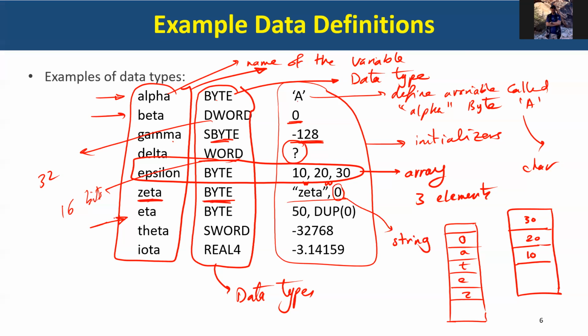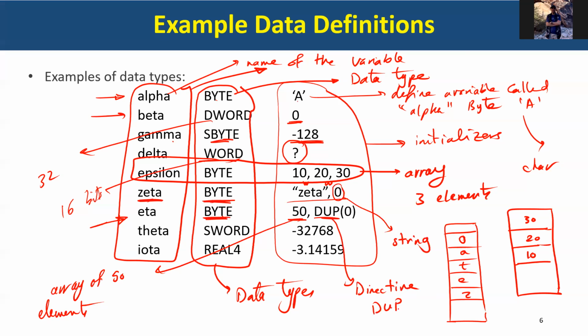Another good example is this one, eta, again of type byte. Then you have here an array of 50 locations. So an array of 50 elements or locations. Each location is 1 byte. And of course, it's not good to put 50 zeros. So you have this directive, duplicate. And here you say duplicate zeros, so the assembler will understand that you're going to put 50 zeros. So each location in the eta array has a 0 as initial value.